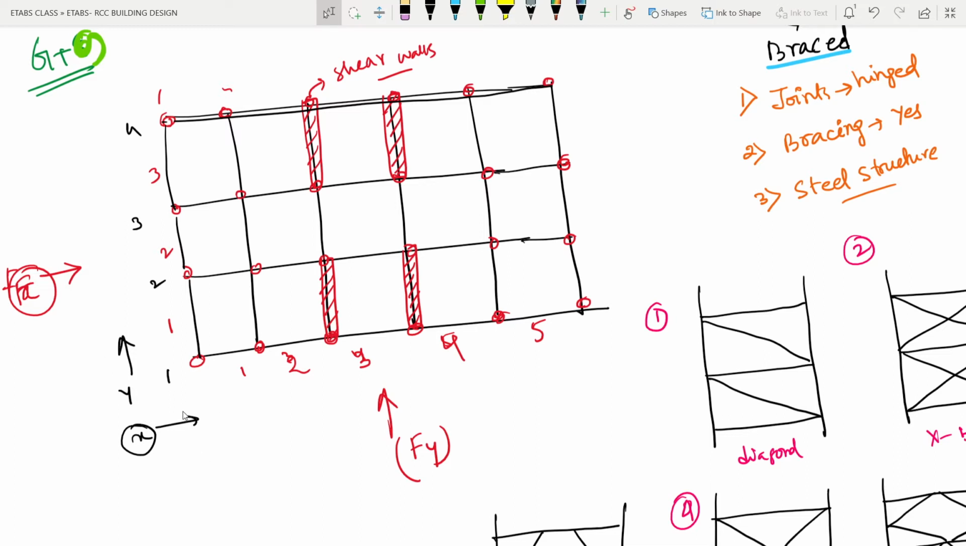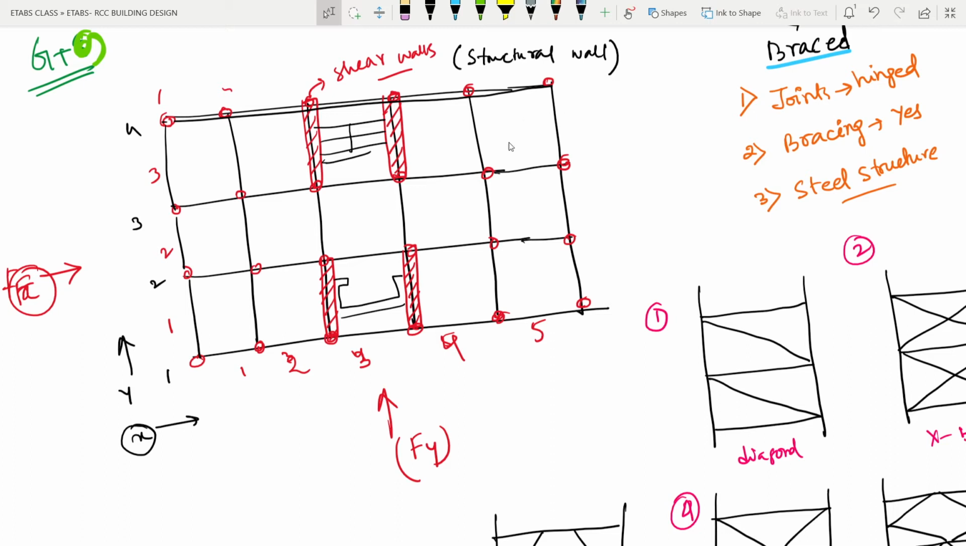But in the y direction, the 6 frames we have are not capable of resisting the Fy force. So that's why we have given shear walls, 4 shear walls here. Here you remember we had the lift shaft, and we have shear walls here, right? And on these 2 sides we have given shear walls. Now what are shear walls? Shear walls are actually structural walls.